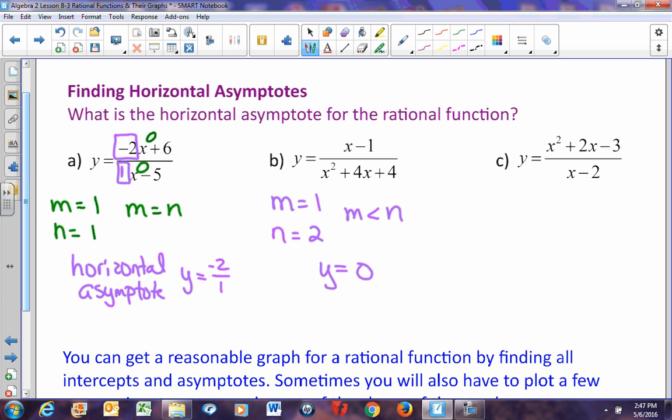This third one, my top polynomial is a quadratic because it has a degree of 2. My bottom polynomial is linear, it has a degree of 1. So here, m is greater than n. Whenever m is greater than n, you have no horizontal asymptote.